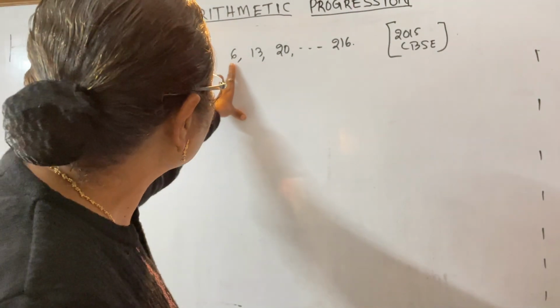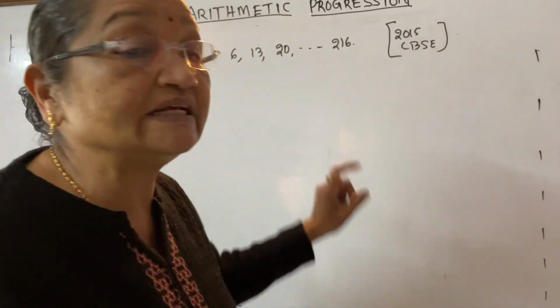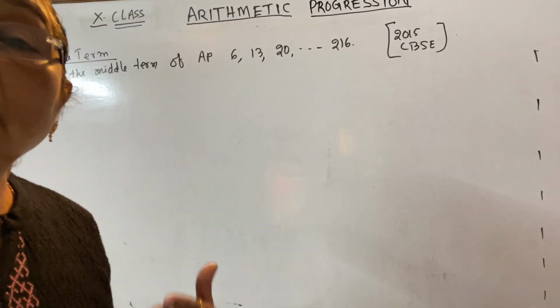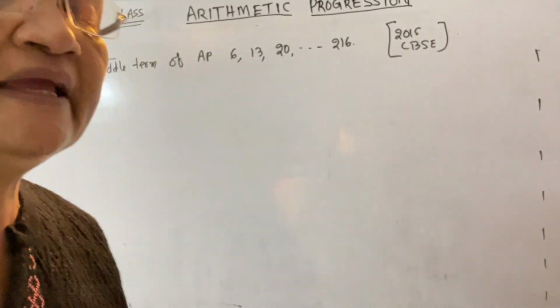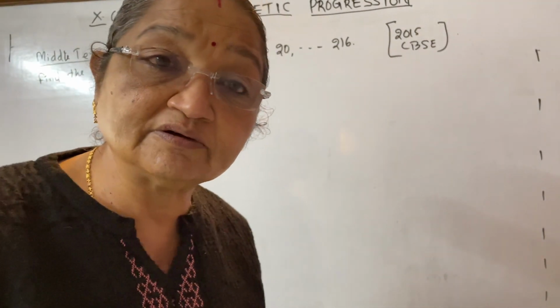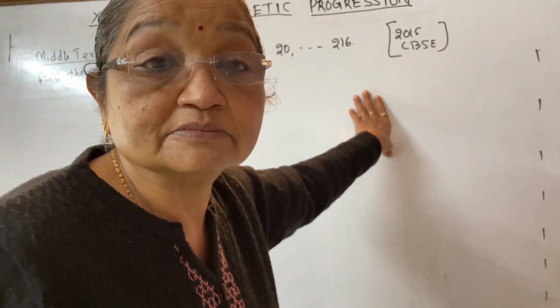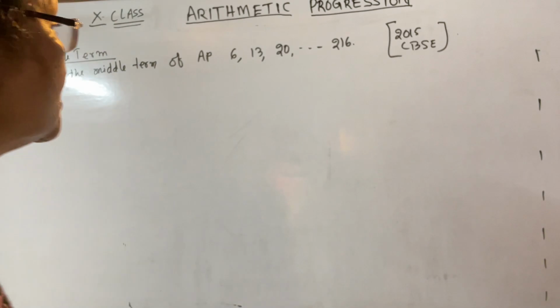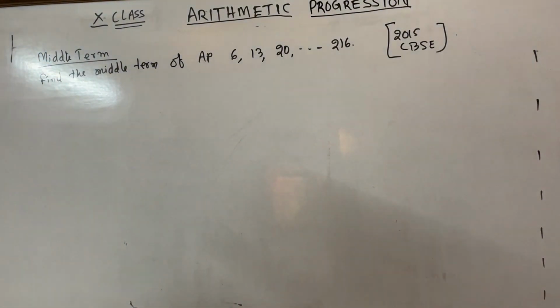Like that, starting from 6 to 216 the terms are there. What is the middle term? We did this in 9th also: how to do it if the number of terms is odd, and how to do it if it is even, to find the middle term. It's the same thing, but first we have to find how many terms there are. So let's find the middle.